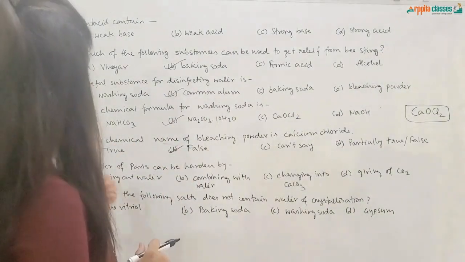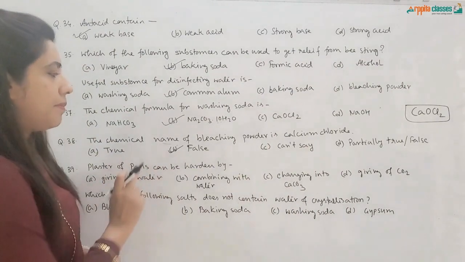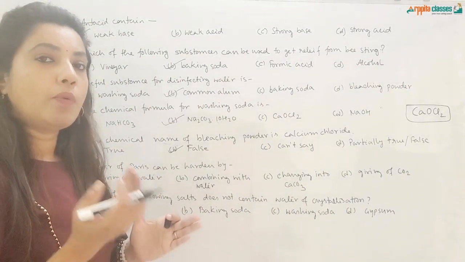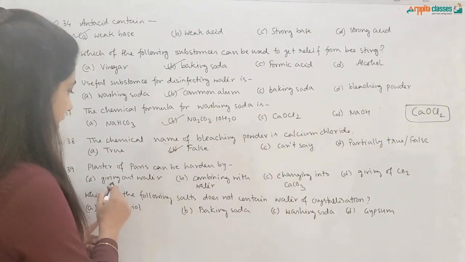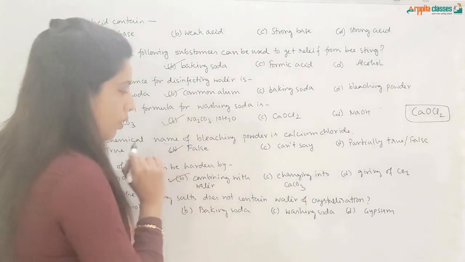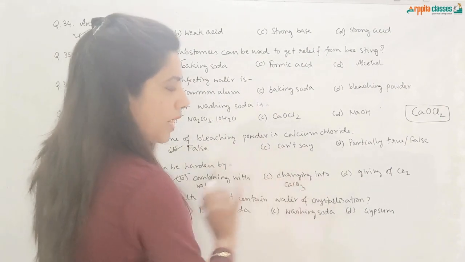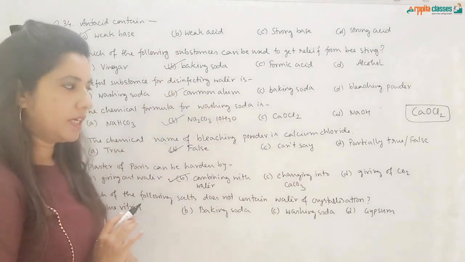Okay. Question number 39. Plaster of Paris can be hardened by. We know that when water is added to plaster of Paris, it is hardened. So water is added. Giving out water, no. Combining with water is the right option. Changing into calcium carbonate, no. Giving off carbon dioxide, no.